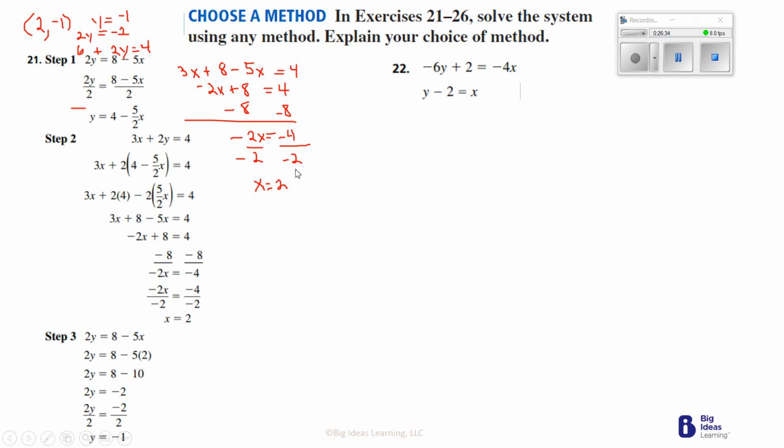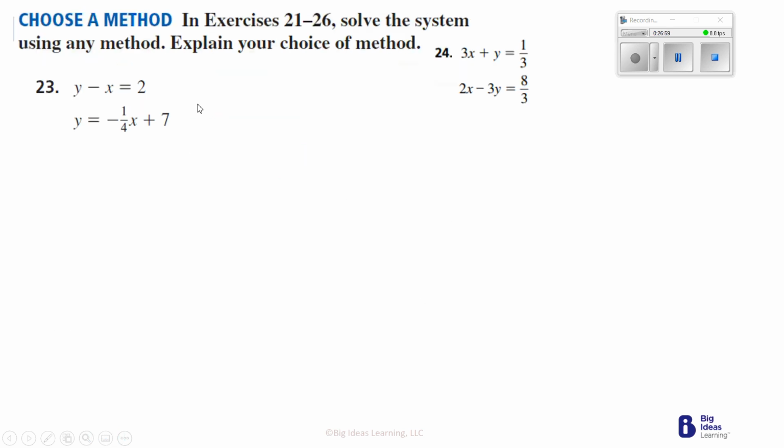I would have had to divide negative 2 away. Negative 4 divided by negative 2, as I said over here, would give me x equals 2. Then I would have plugged it in to my other one, 2y equals 8 minus 5x. That's exactly the one I used, and it would have worked out just like I did up here: y equals negative 1. And as you can see, our answers match. Mine seems like a lot less work than this. 22 is yours to do.